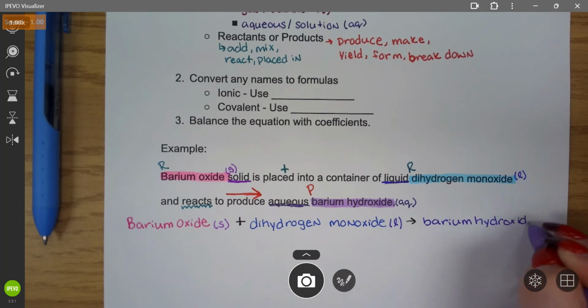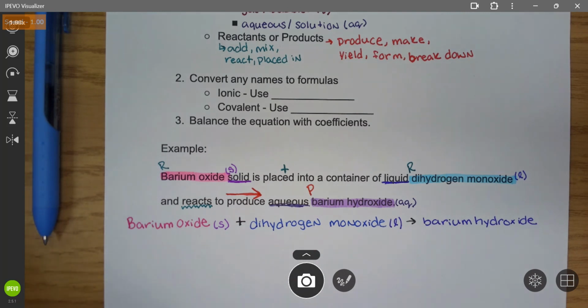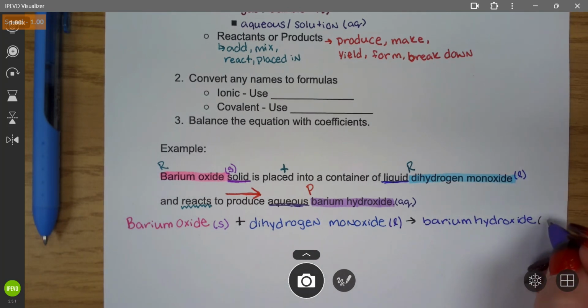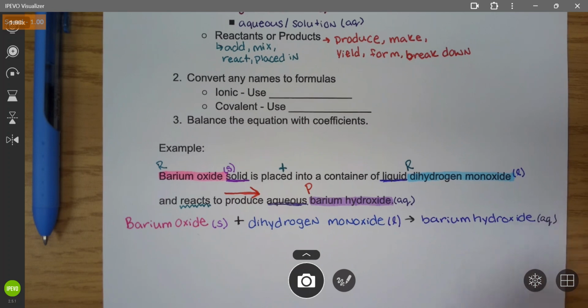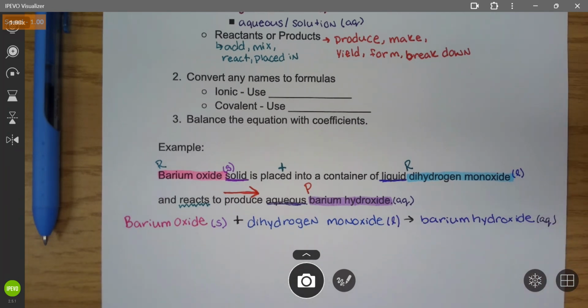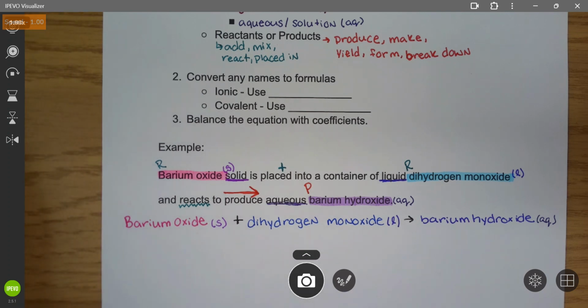So without any subscripts, coefficients, none of those identifying numbers here, this is what our formula looks like. If I were to try to just give this to somebody, it wouldn't be very helpful. It doesn't tell me how many of anything I have. It doesn't really tell me anything about what I need. It just tells me what these things are. So our next step is going to be to convert any names to formulas. And this is the part where we're thinking back on what we've done in the past.